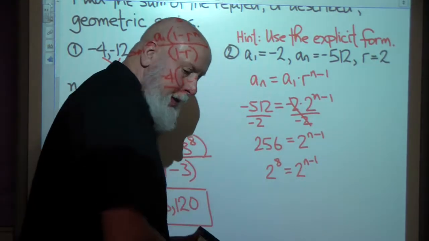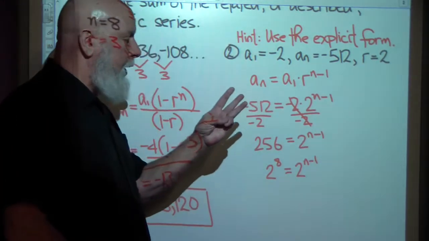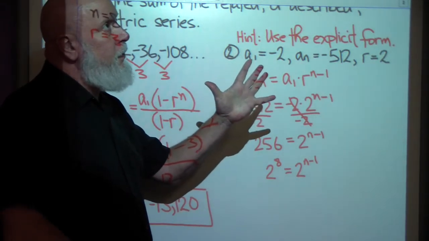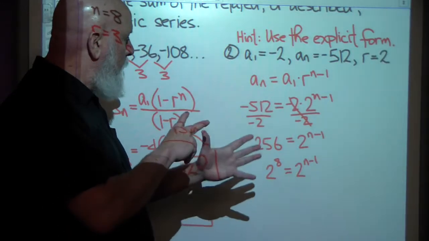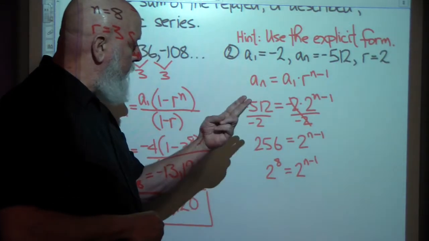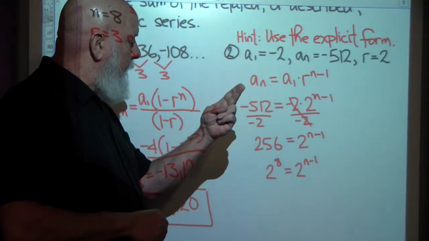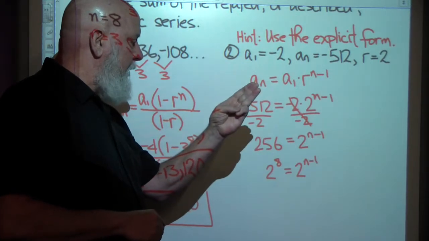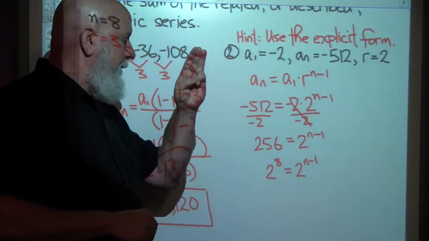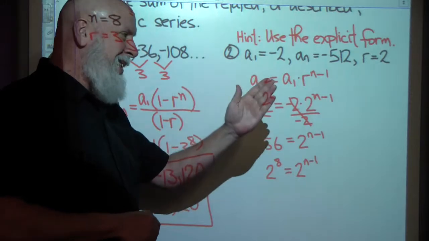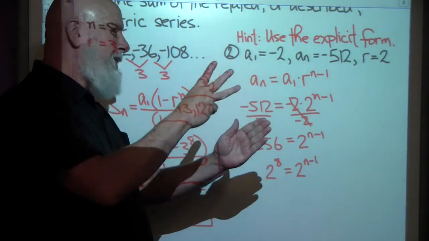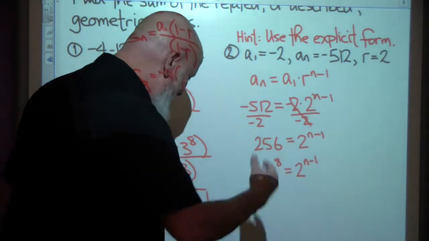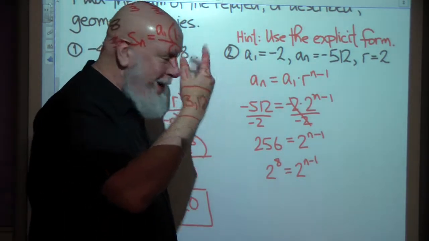I was going to go like this. 2 times 2 is 4, times 2 is 8, times 2 is 16, times 2 is 64, times 2 is 128, times 2 is 256. Whoop, I made a mistake. 2 times 2 is 4, times 2 is 8, times 2 is 16, times 2 is 32, times 2 is 64, times 2 is 128, times 2 is 256. Yeah, I don't know how I came up with 7. I'm old, my brain doesn't work.